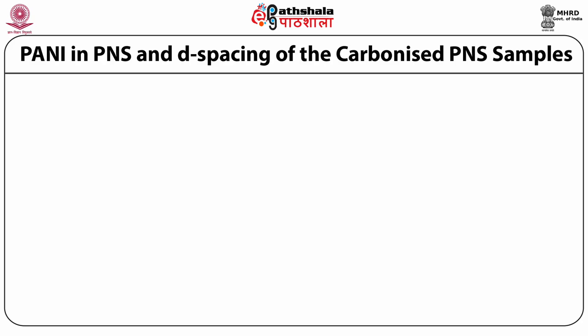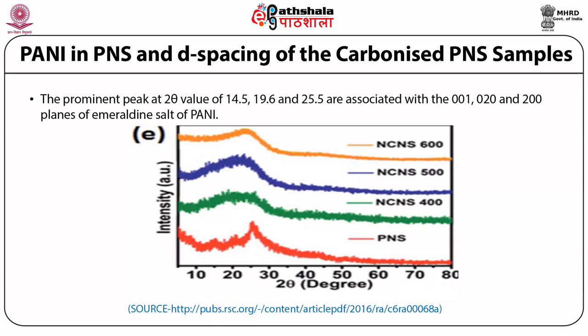Here, as you see in the diffraction patterns, for Pani, or polyaniline, the prominent peaks at 2 theta of 14.5, 19.6 and 25.5 are associated with 001, 020 and 200 planes of emeraldine salt of polyaniline. After pyrolysis, the pyrolyzed samples show characteristic peaks of carbon corresponding to the 002 plane at 21 degrees, and the d-spacing calculated from this peak is shown in the figure.